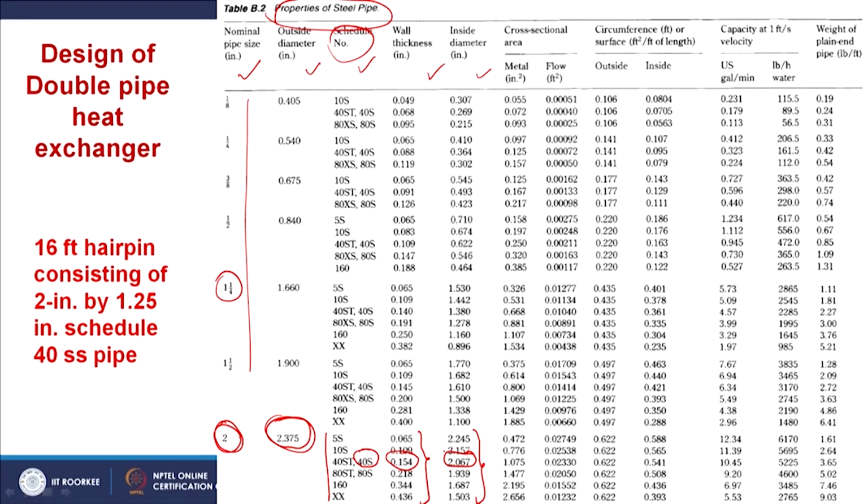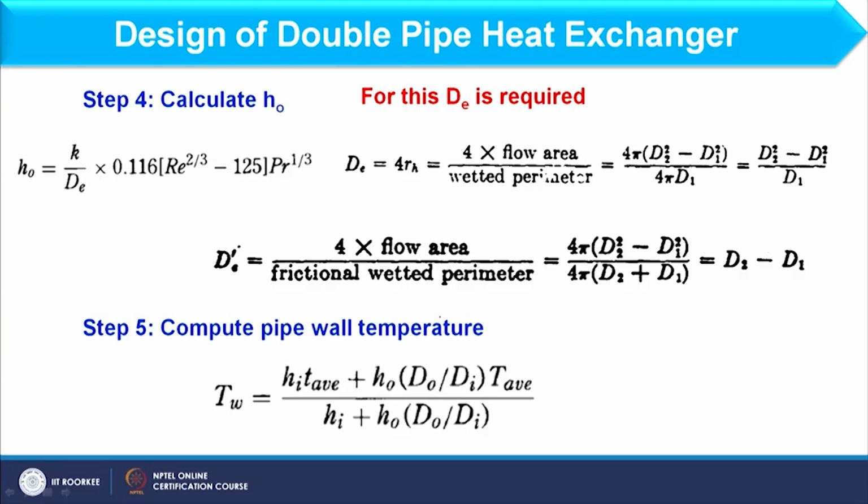Now, inner pipe size is 1.25. So, 1.25 nominal size is there, this is the OD. Again we have 40S schedule number for this. So, this is the tube wall thickness and this is the tube ID. In this way we can consider OD and ID of the pipe depending upon nominal size of the pipe. Similarly, you can use this table to find out the dimensions of other nominal size pipes. So, let us continue with the design of double pipe heat exchanger.